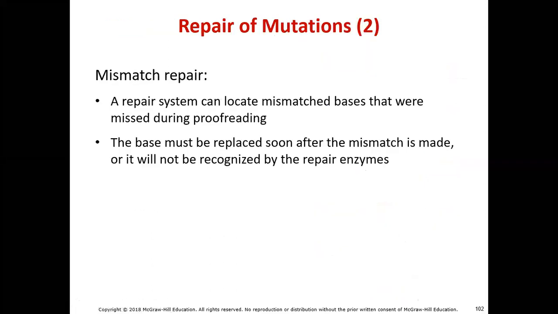A mismatch repair system can locate mismatched bases. So remember, G always has to bind to C, A always has to bind to T. And so if the system sees that there's a mismatch, the base must be replaced soon after the mismatch is made, or it will not be recognized by the repair enzyme. So this has to occur very quickly.